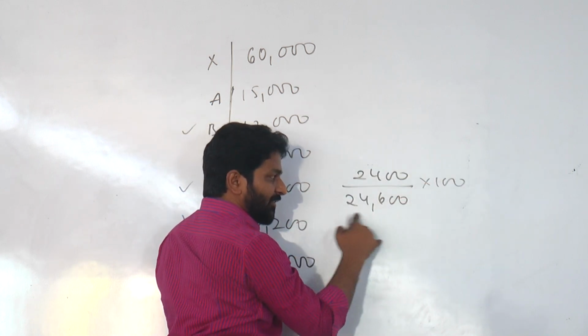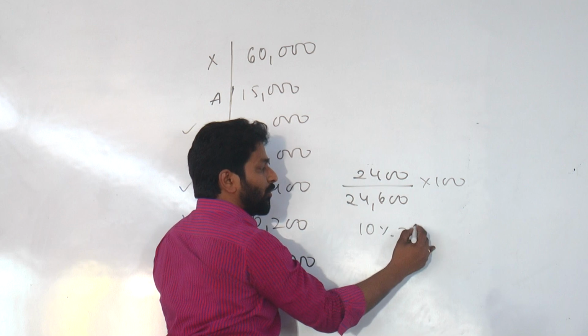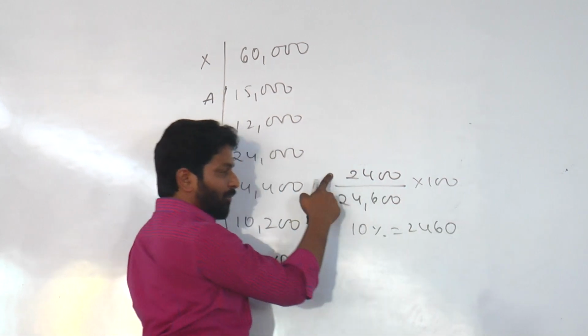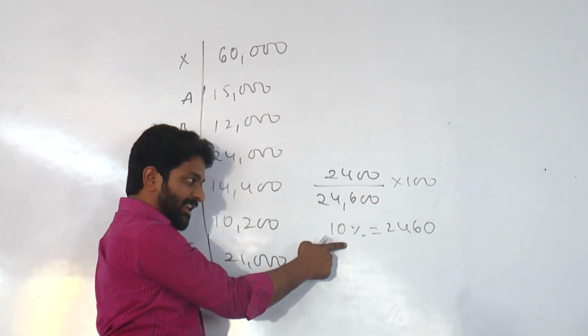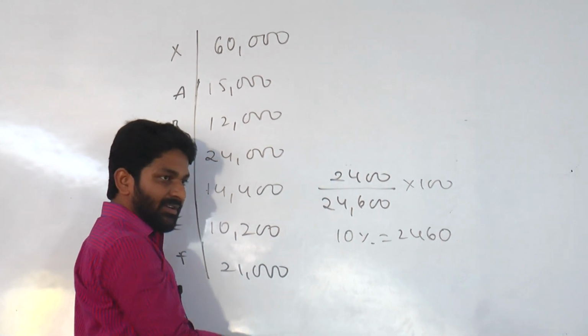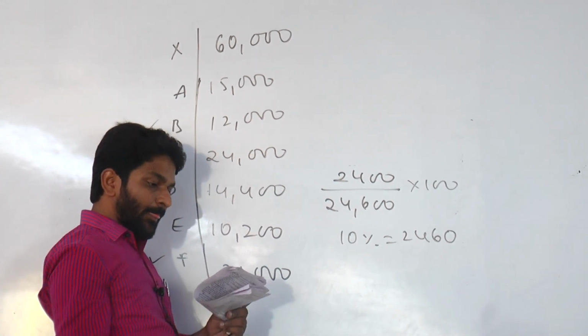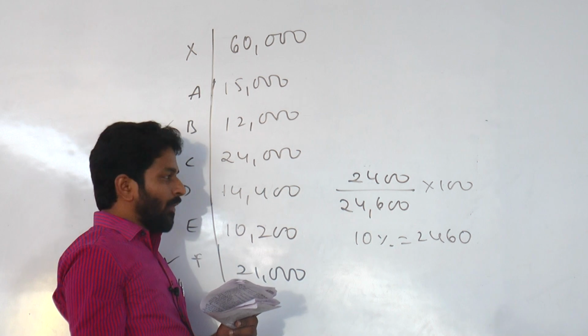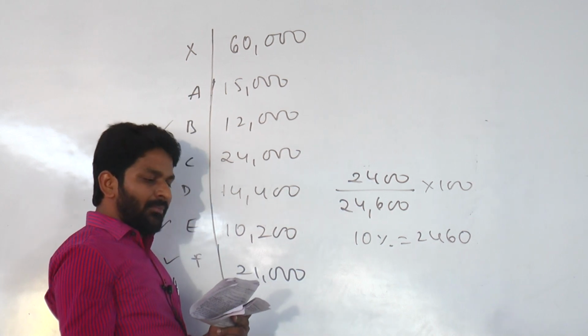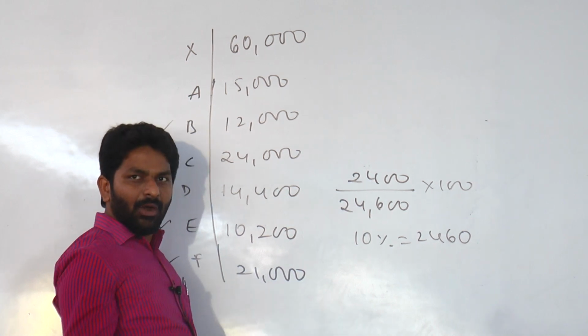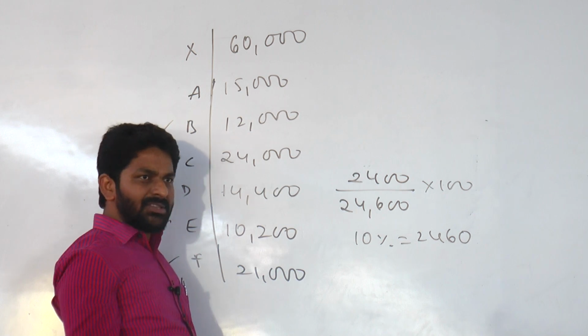What is 10% of this number? 2460, but our numerator is 2,400, which is less than this. Answer is less than 10%. Right? How many options are there? How do you see 8.75? On what basis can you see 8.76?